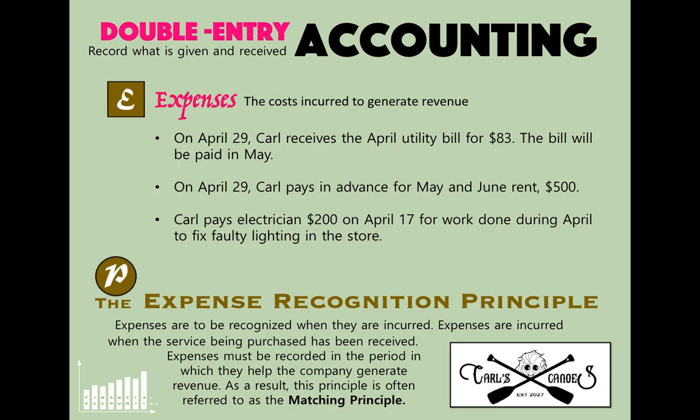Third, Carl pays an electrician $200 on April 17th for work done during April to fix faulty lighting in the store. Does he have an expense for this or not? Should he record repairs and maintenance expense for this cost? And the answer is yes. Carl has paid the electrician during April. Does that mean he should record the expense? Is that the indicator? No, it's not.